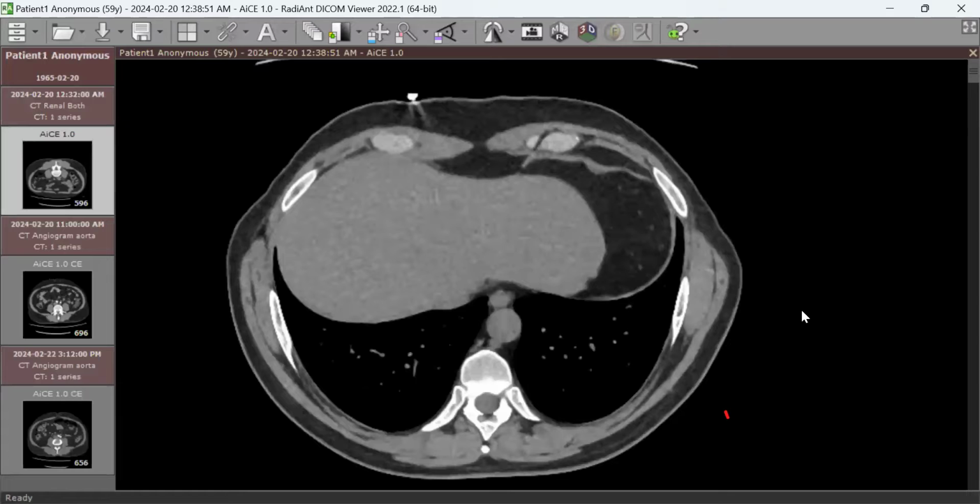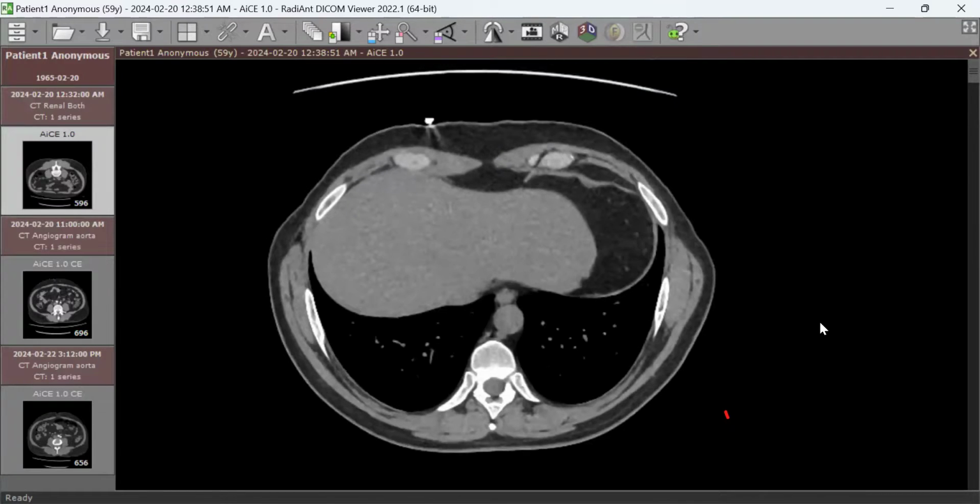So, doctor, this patient is a 58-year-old male patient presented with a 1 week history of right loin to groin pain, worsened today.